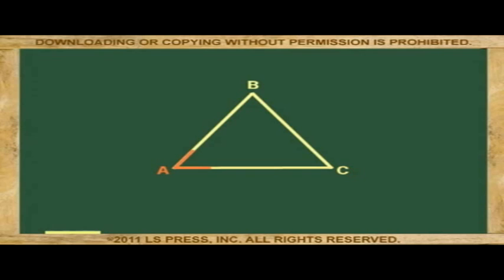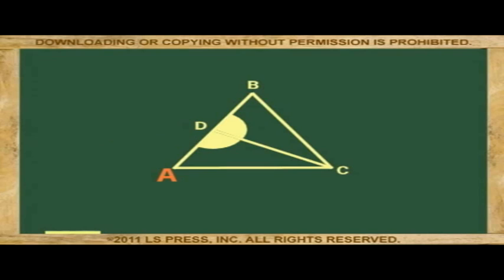This angle could be called A, this one B, and this one C. However, in some cases we may have to use three letters to identify an angle. For example, if a vertex has more than one angle, we would have no other choice but to name the angles by the use of three letters.